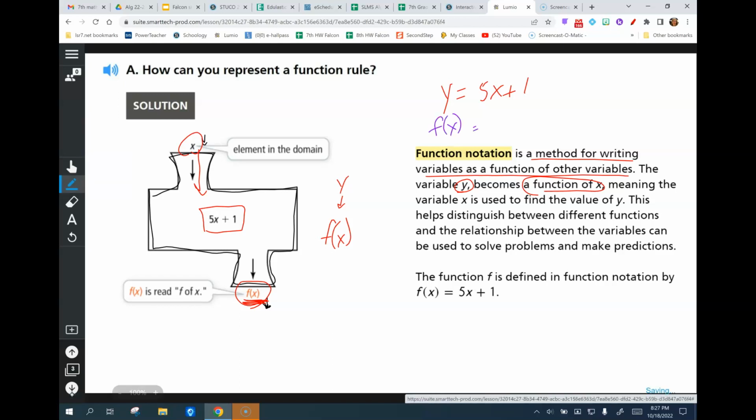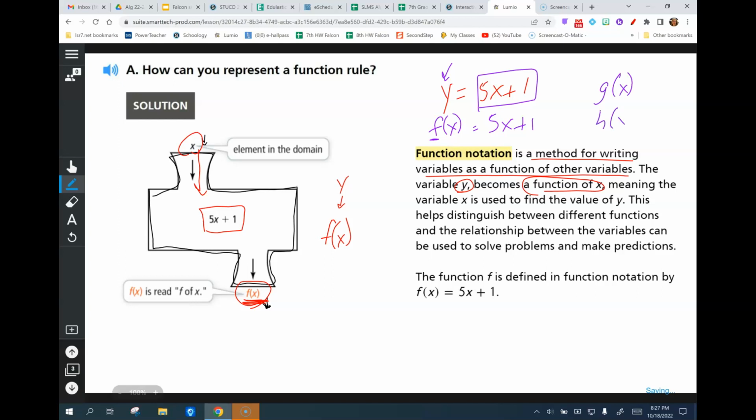Okay? But with a function, what you have to realize is it is just like slope-intercept. You have to get everything on one side and the y on the other side. Okay? And the reason this is so awesome is because then we can just talk about each function. And the functions are going to have different names. f of x is the most common, but you'll also see g of x, h of x, and so forth. Okay? The function f is defined in function notation. So this is function notation when I use f of x.